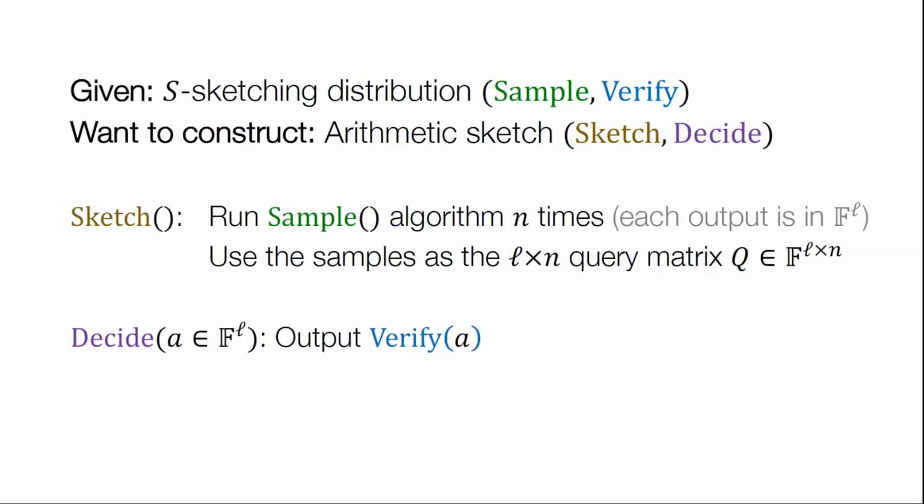Now we need to show that if you have an S-sketching distribution for some set S, you can construct an arithmetic sketching scheme for the language of weight one vectors with the payload in S. This construction is also pretty direct. The sketching algorithm runs this sampling algorithm n times, where n is the length of the input to the sketching scheme. It uses these n samples as a sketching matrix, arranging the n samples into the columns of the sketching matrix. I'll show this in a second. And then the decision algorithm just applies the verification algorithm for the S-sketching distribution.